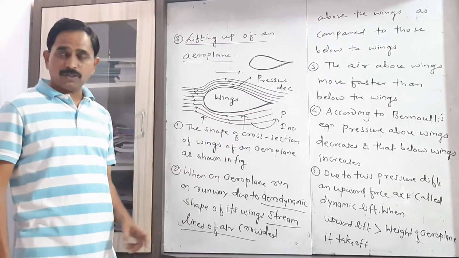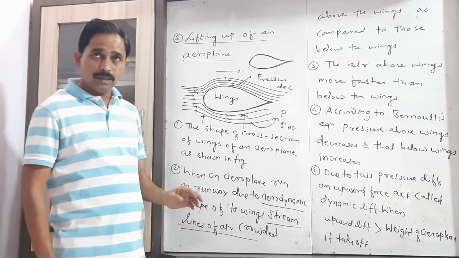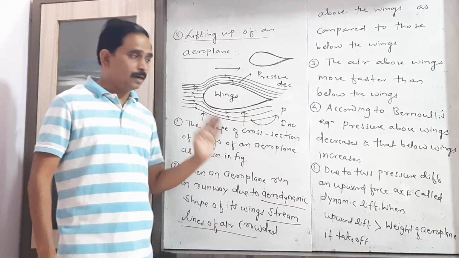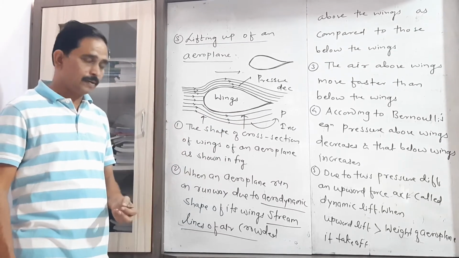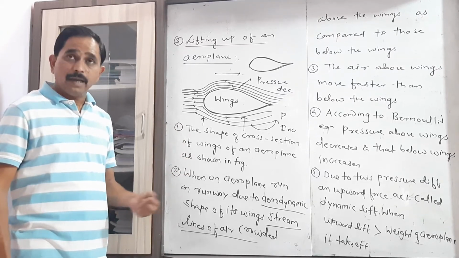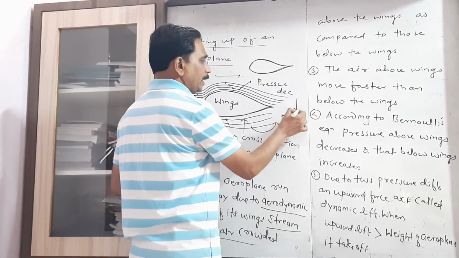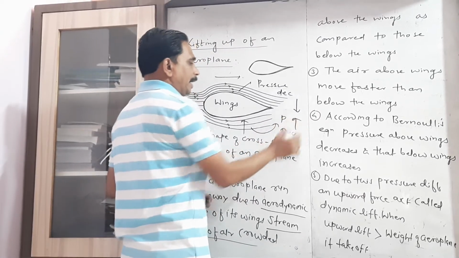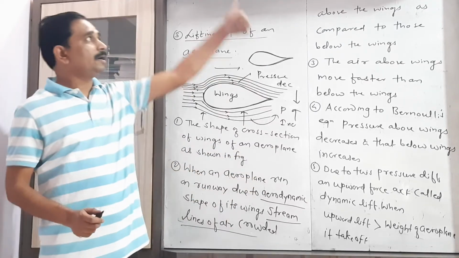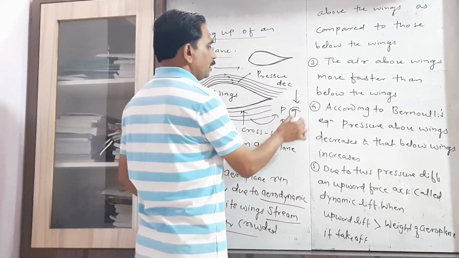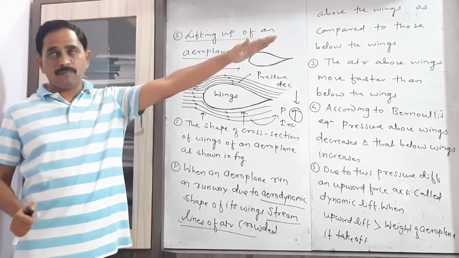So because of this pressure difference, a particular force acts on the wings, and that force is called the upward force or upward lift. The weight of the aeroplane acts in the downward direction, and the upward lift, as the word itself indicates, acts upward. So when this upward lift is greater than the weight, then only can the aeroplane take off in the air.